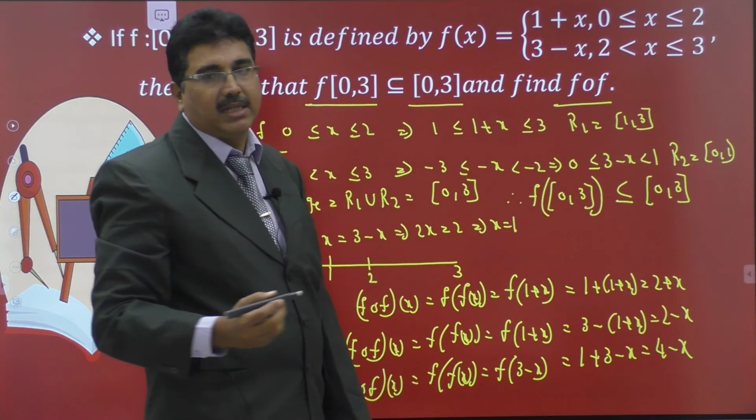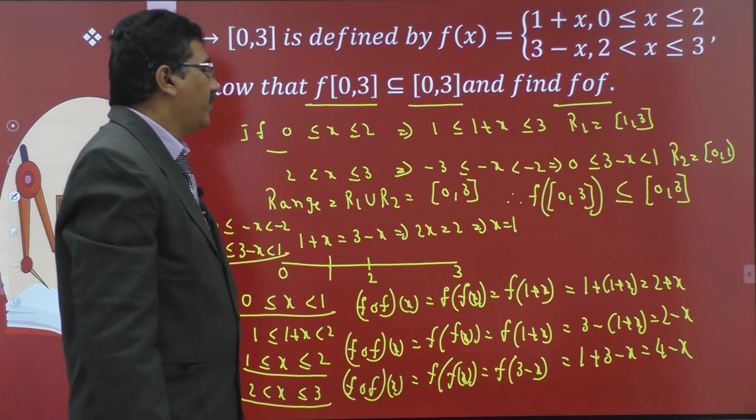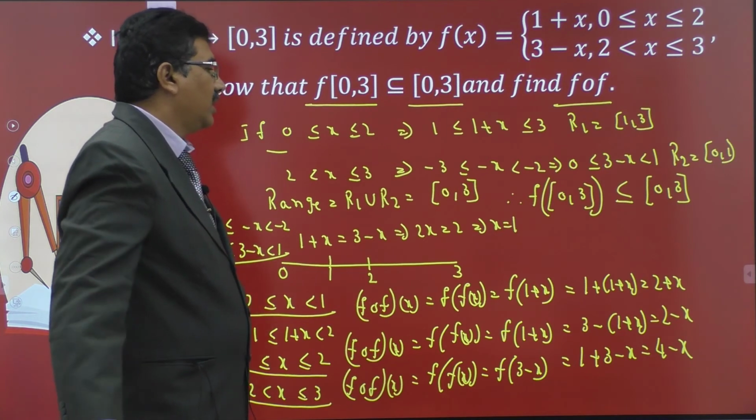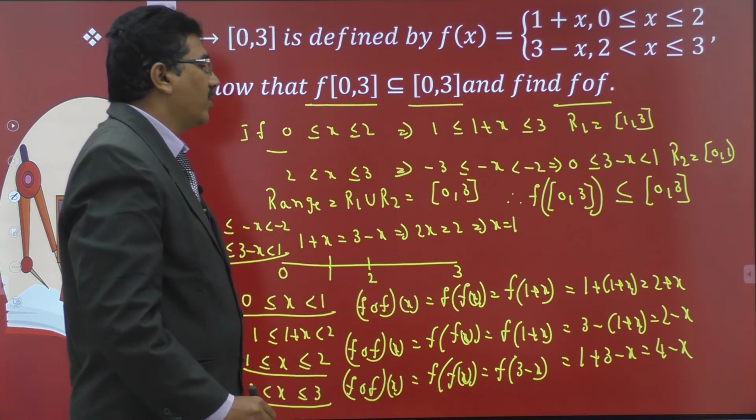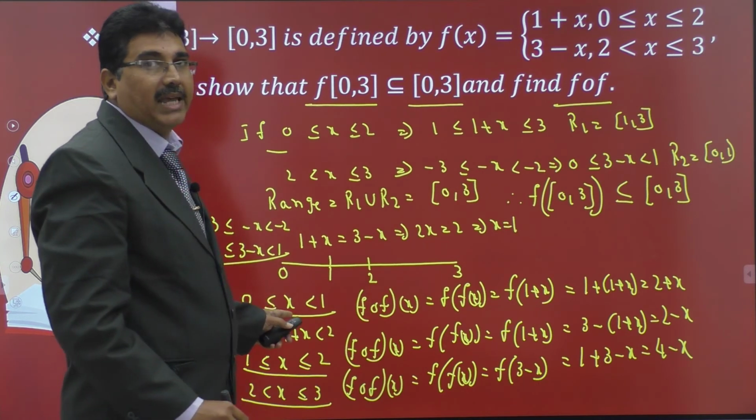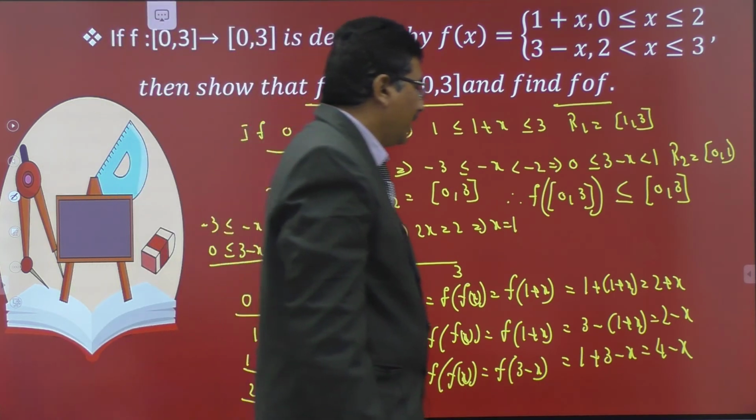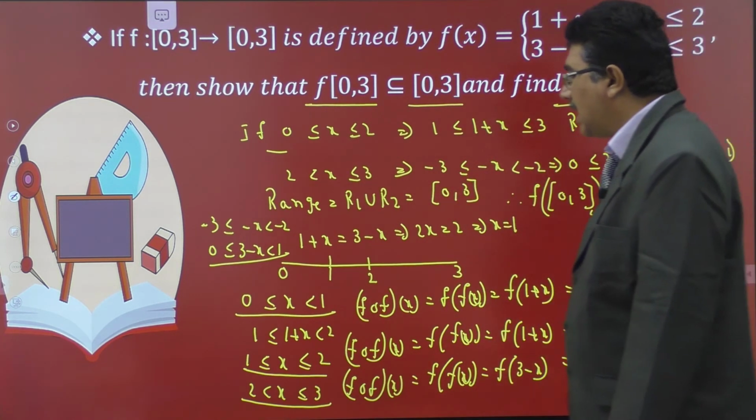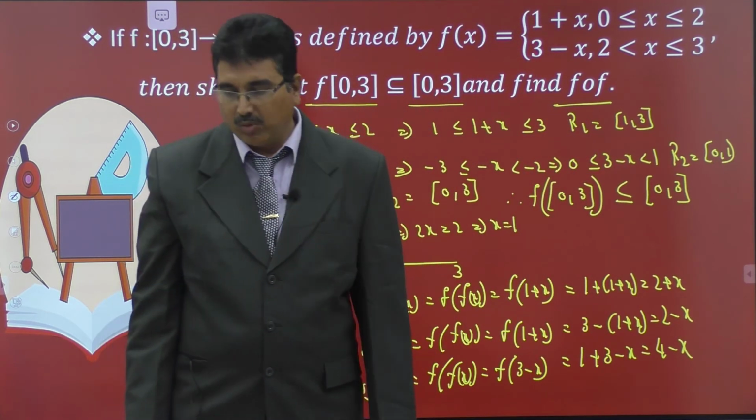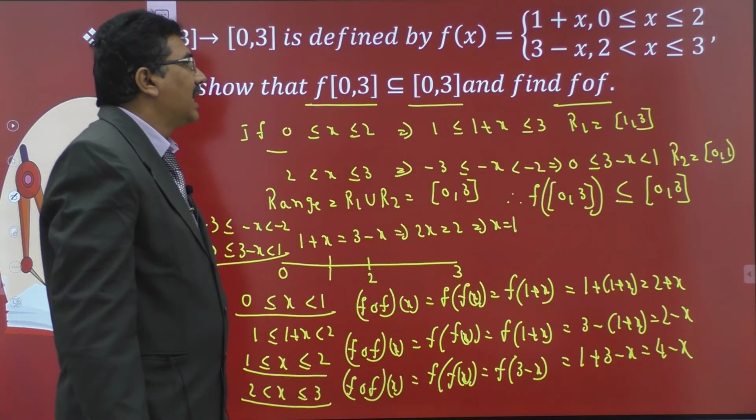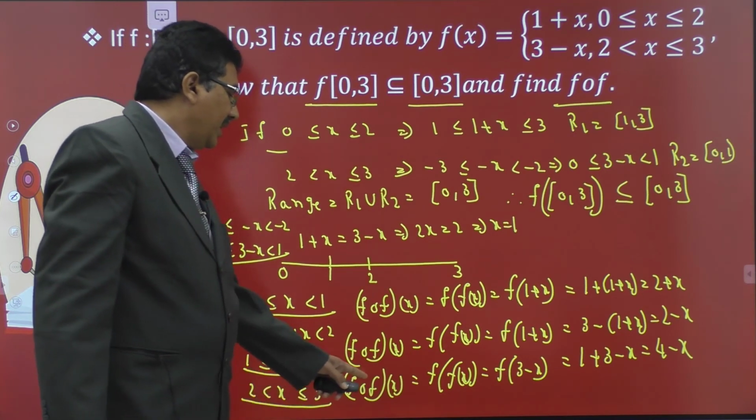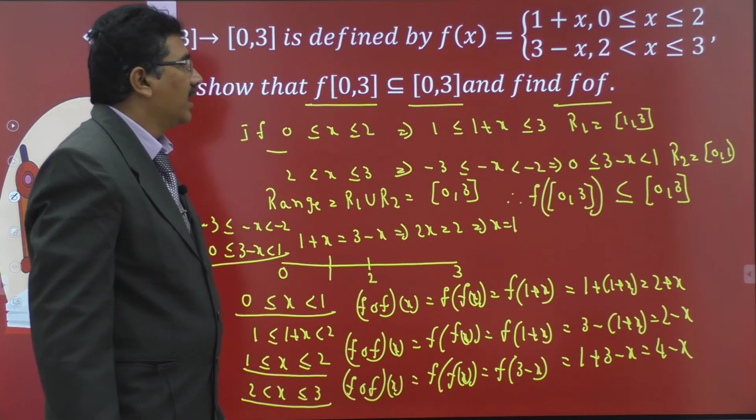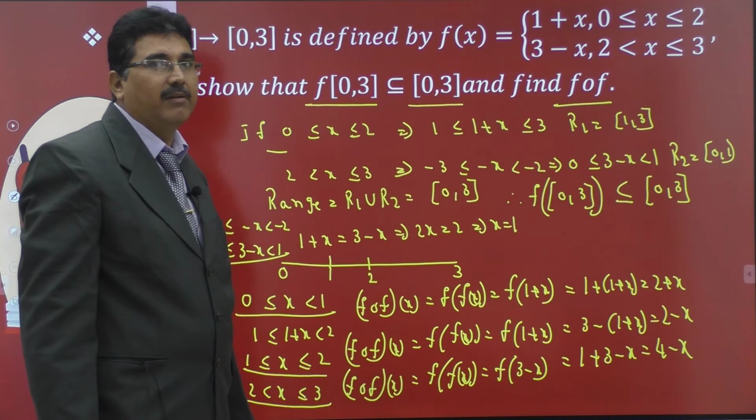Right, this is f circle f. F circle f can be defined piecewise. F circle f of x is equal to 2 plus x if x lies between 0 and 1. If x lies between 1 and 2, f circle f of x is equal to 2 minus x. If x lies between 2 and 3, f circle f of x is equal to 4 minus x. Right, this is f circle f.